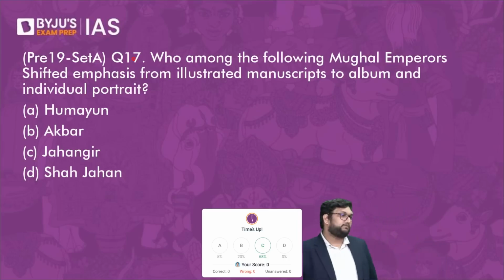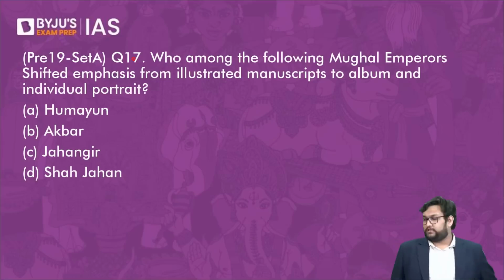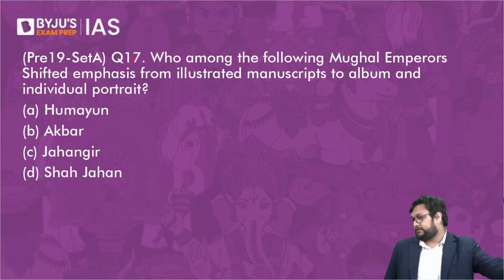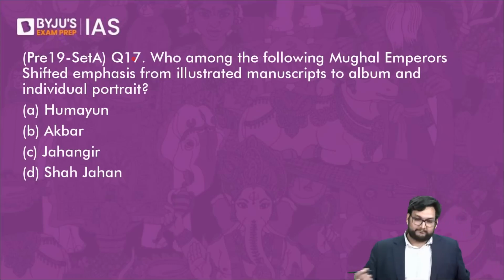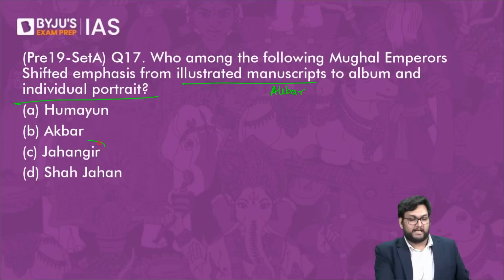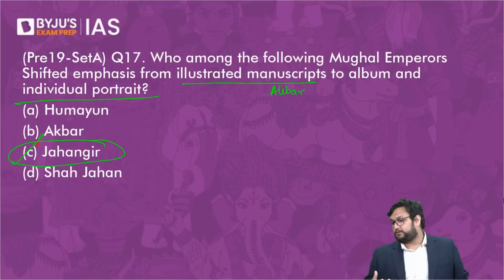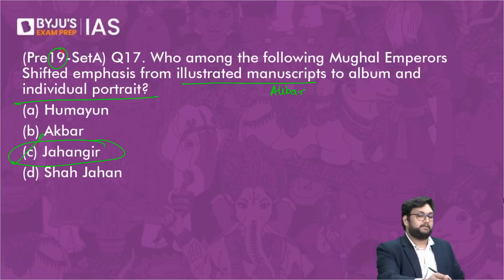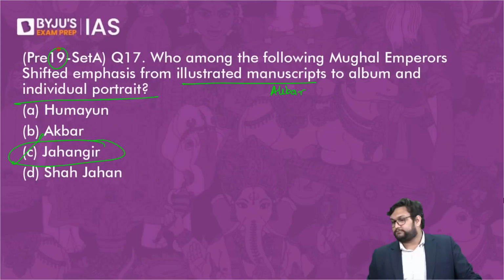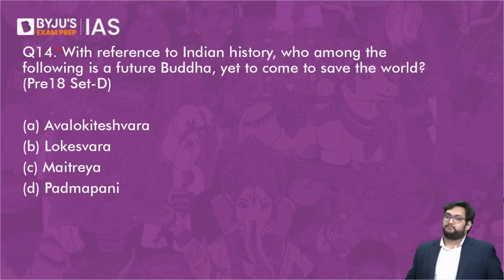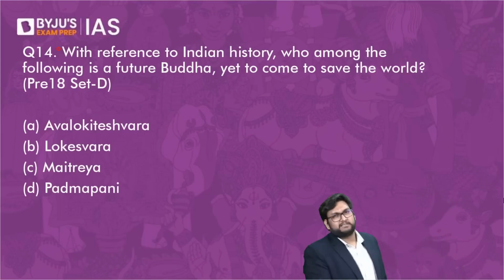Now you tell me what should I do? Given you half an hour to think, realize, understand. Still, 23% are putting Akbar. Illustrated manuscripts is Akbar. Individual portrait is Jahangir. Now you tell me, are these questions difficult? No. This is 2019. This is 2021. Last question. These are not difficult questions.